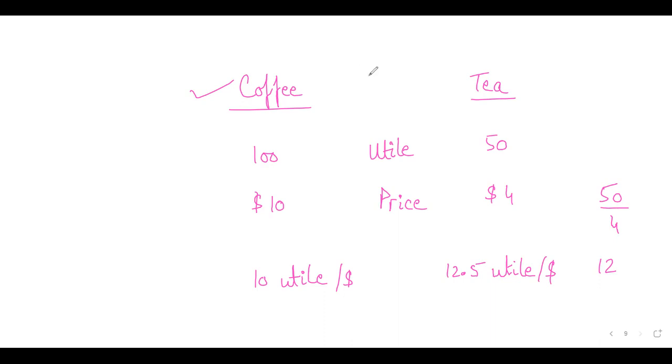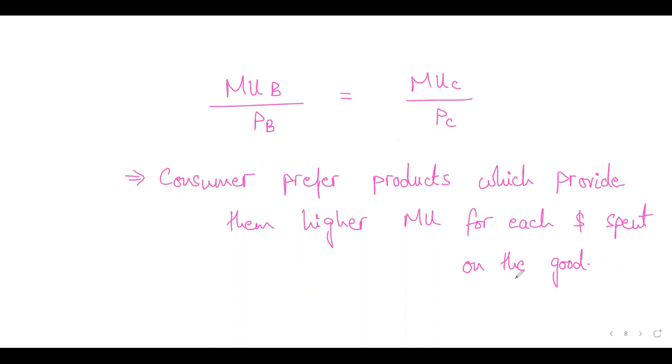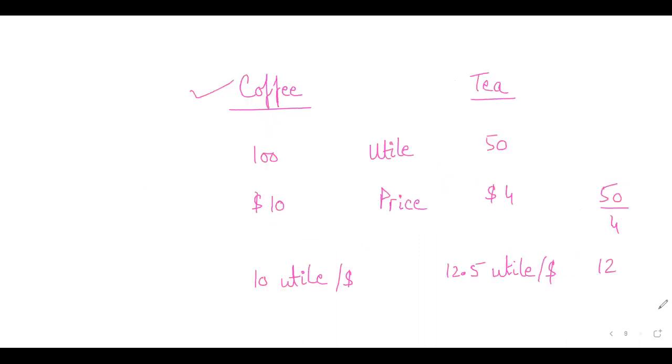Got it, students? Okay, now this is what the equimarginal principle is, and in theory, what it explains to us is something very simple: consumers prefer products which provide them higher marginal utility for each dollar spent on them. Got it? Any confusion, students? We good on this? Okay.